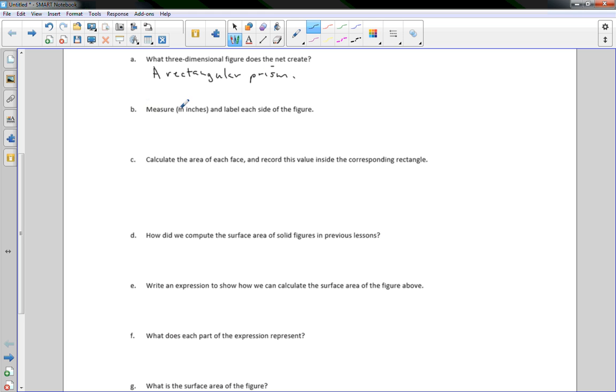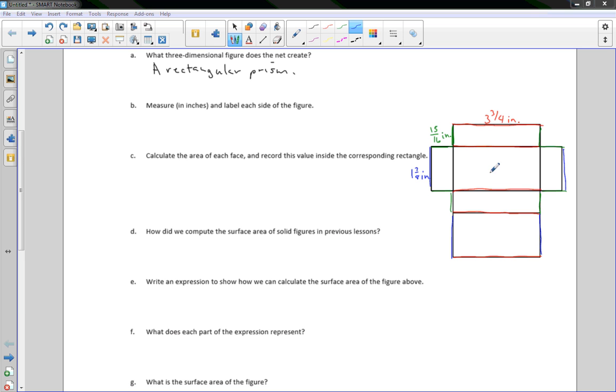Okay, B says measure in inches and label each side of the figure. Okay, so I will do that, and I will let you know what the dimensions are from the actual printout, and I'll write them on this computer printout here. Okay, so here is a copy of that net, and I have measured everything.